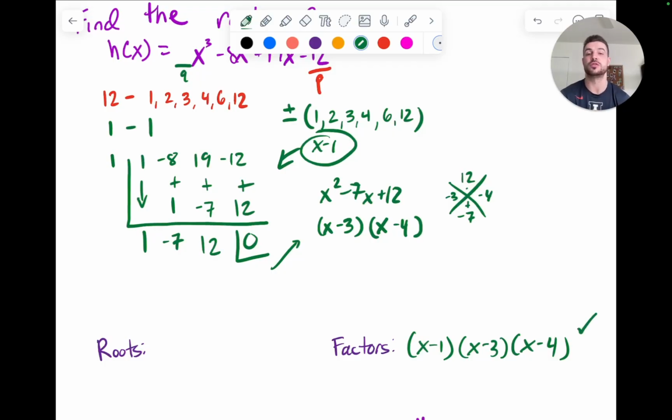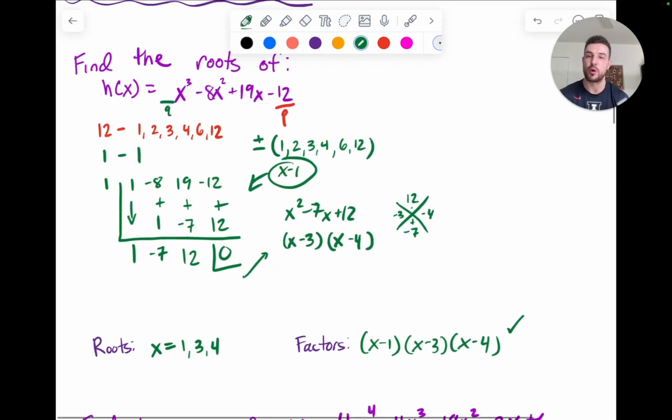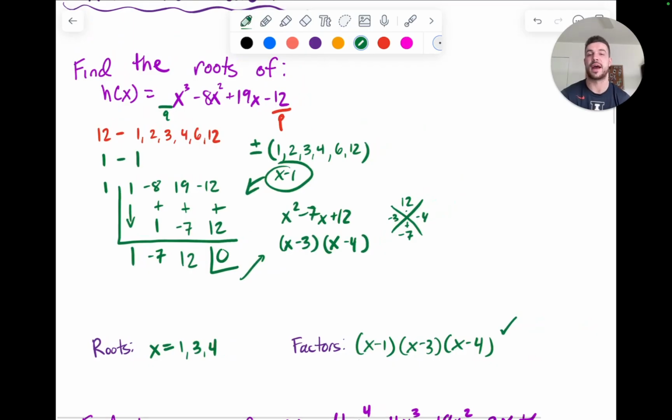Now to find the roots, all I would have to do is set each one of those factors equal to 0, which gives me x equals 1, 3, and 4. This is important for us for a lot of reasons. So we couldn't factor in the beginning, but we were still able to find the factors, and therefore the roots, which could then lead us to our x-intercepts, which we can use to graph.